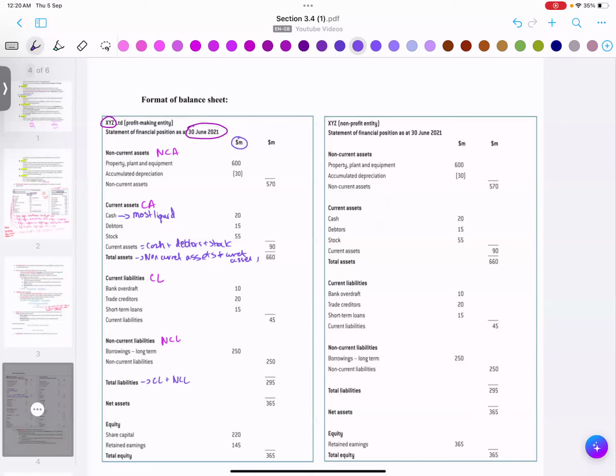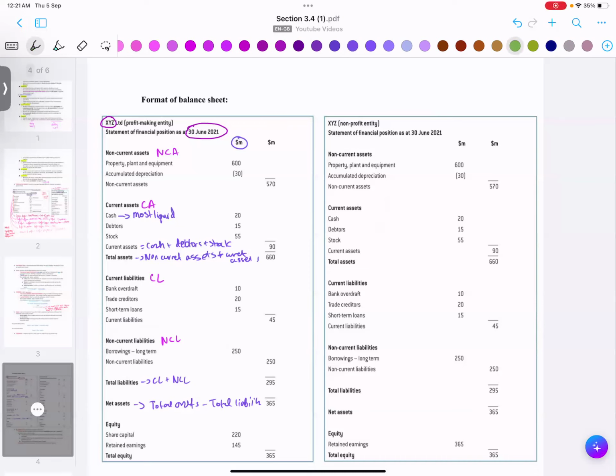Then you put your net assets. Net assets is total assets minus total liabilities. Then you have equity: share capital and retained earnings, you add them, and they have to be equal to your net assets. If these two aren't equal, then your balance sheet is wrong and you have to review your work. For the non-profit making entity, the difference is that in your equity you only have retained earnings. You have no share capital. That's really the difference.